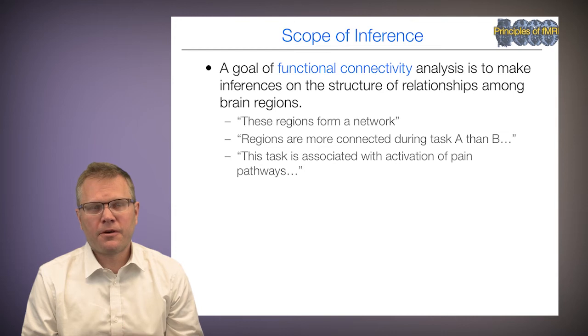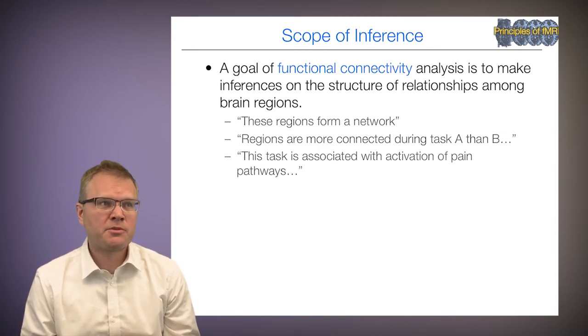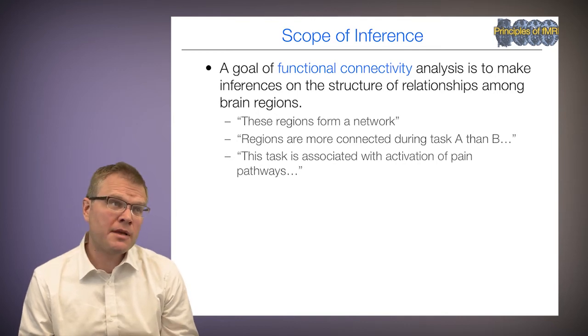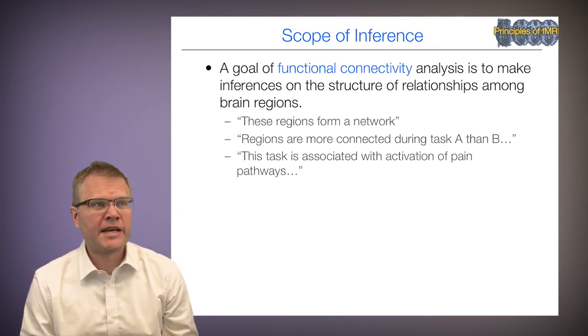So a goal of functional connectivity analysis is to make inferences on the structure of relationships among different brain regions. So we want to make conclusions such as these regions form a network. Regions are more connected during task A than task B. Or this task is associated with activation of pain pathways.